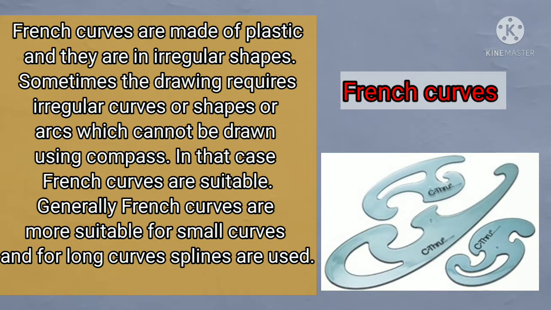Next is French curves. French curves are made of plastic and they are of irregular shapes. Sometimes the drawing requires irregular curves or shapes or arcs which cannot be drawn using a compass. In that case, French curves are suitable. Generally, French curves are more suitable for small curves, and for long curves, splines are used.